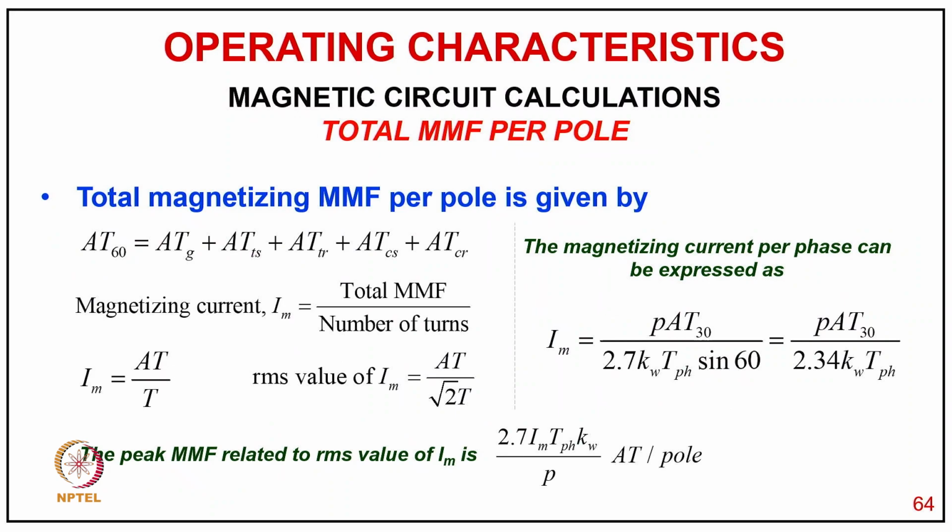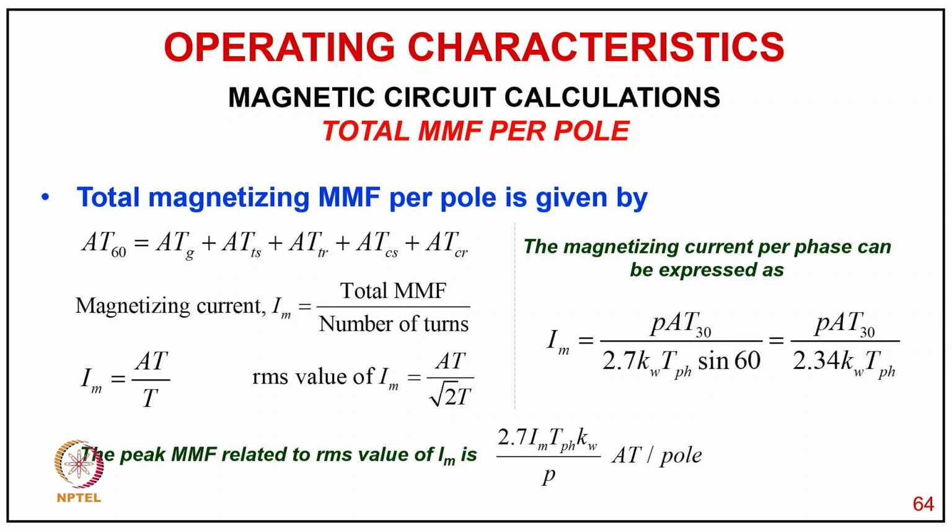Then the total magnetizing MMF, typically for one pole, can be AT60 equal to ATG plus ATS plus ATR plus ATCS plus ATCR. It consists of 5 parts: both the stator and rotor teeth, stator core, rotor core, and air gap. So the magnetizing current can be calculated from the total MMF by the number of turns. Phi m equal to AT upon T as a basic formula.